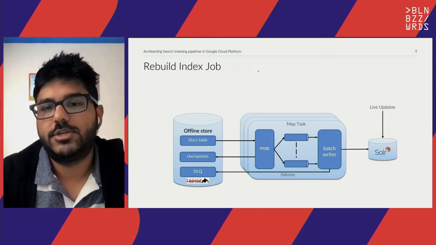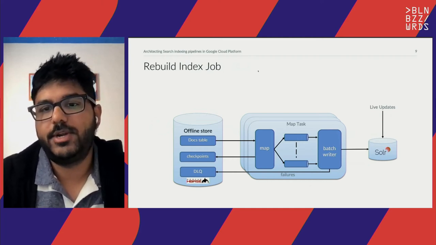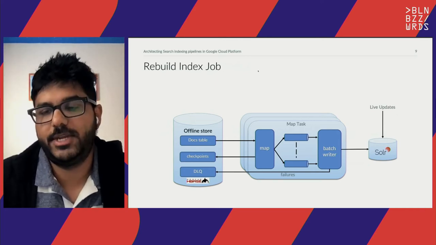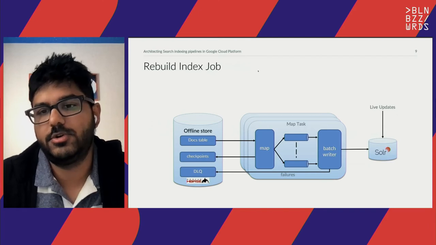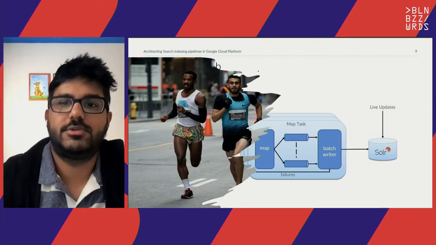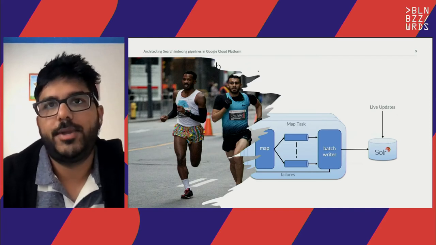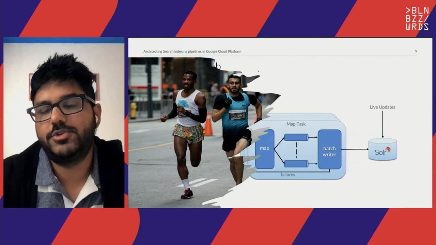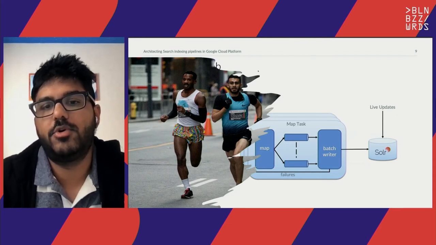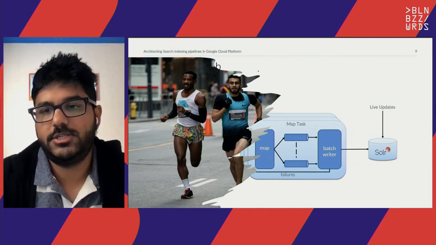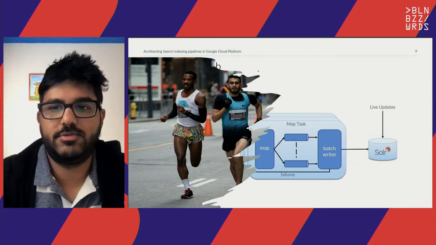Now, one concern here is that we are running this MapReduce job that is writing to Solr while the live updates are also coming to Solr. Now, this can often create a race condition. The race condition can be pretty bad in this case because it would mean that the MapReduce job can sometimes write a stale value to overwrite a more recent update. And as a result, the most recent update would be lost and the user will get stale results when they search.